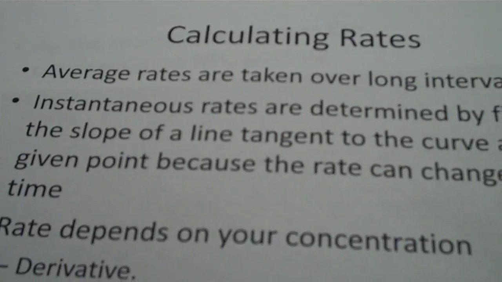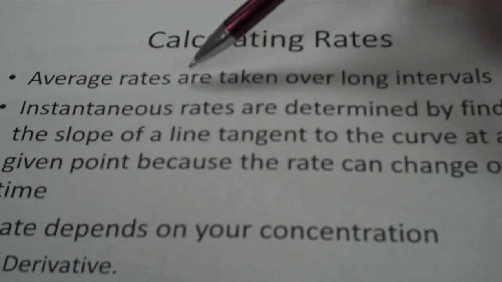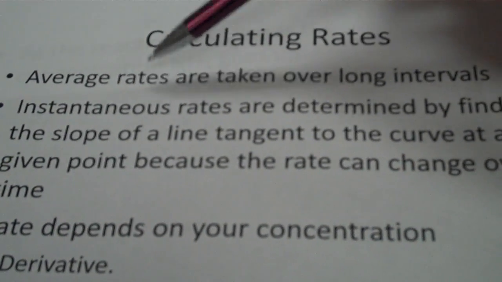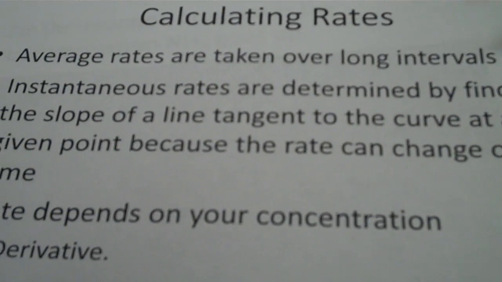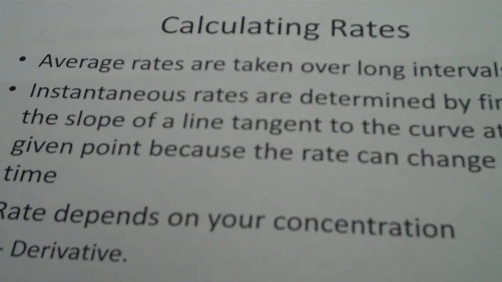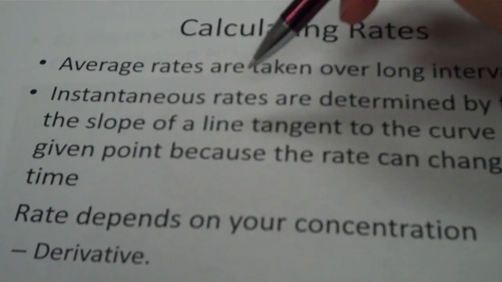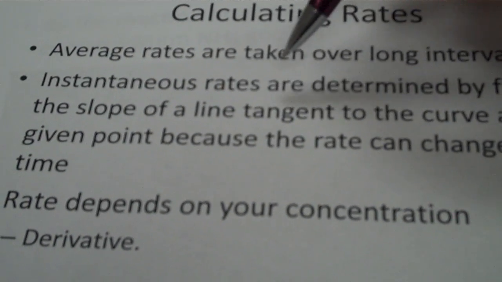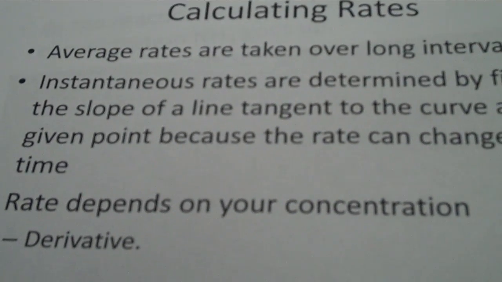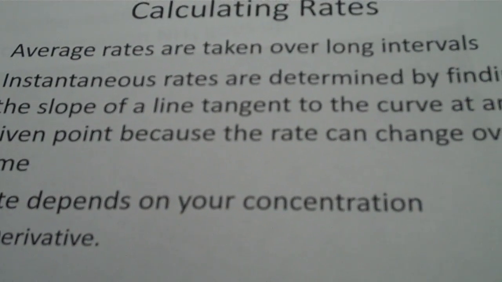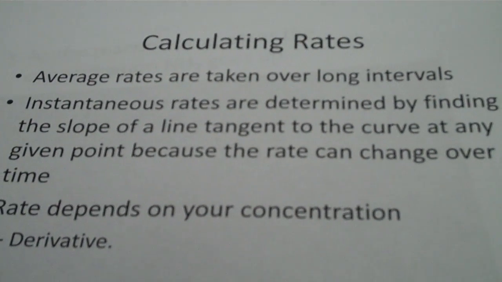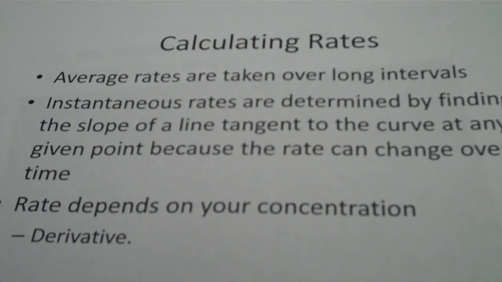So calculating rates. When calculating rates we usually talk about average rate. That's how we've done it so far, and that's by taking a long interval, where we're doing the change in the concentration over the change in time. We can also do something called instantaneous rates. These are determined by finding the slope of a line tangent to the curve at any given point, because rate can change over time. So this does change.